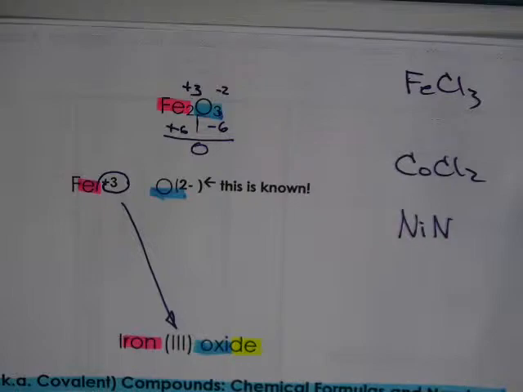So, how do you name this? Nickel 3 nitride. Keep going. Nickel 3 nitride. Okay, that's it. Wait, does that mean it's a solid? It will be a solid. Yeah. It's ionic, so it's a solid.